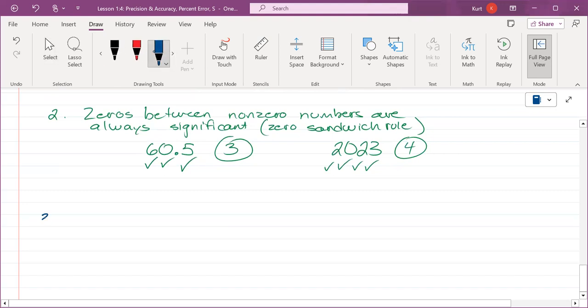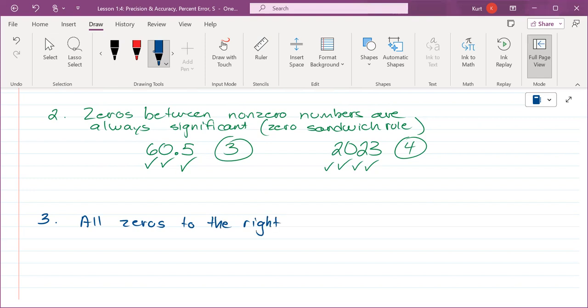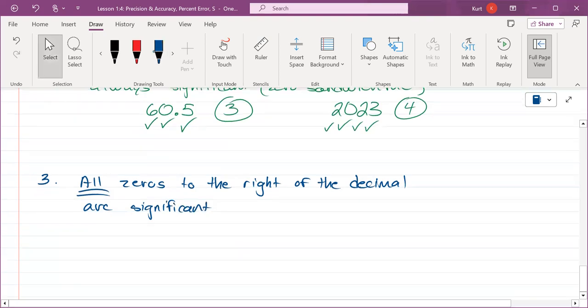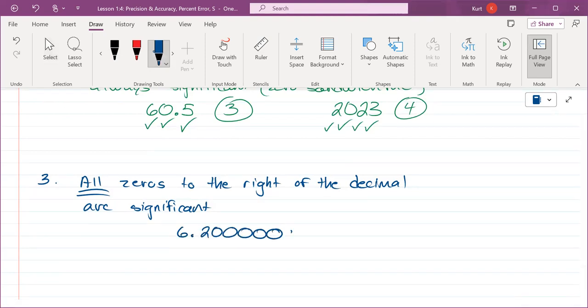Next, rule number 3. There's 4 rules total, if you're wondering. All zeros to the right of the decimal are significant. I've got to really emphasize the all part, okay? 6.200000001. Oops. 0000. Oh boy. What have I done?